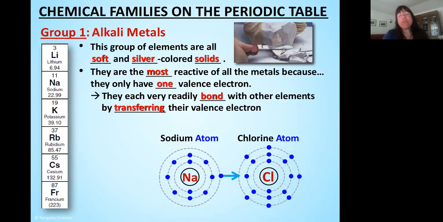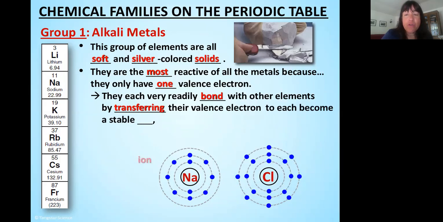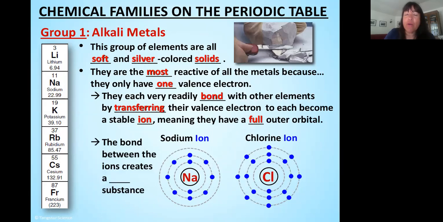So we have the sodium electron. Chlorine, which is a nonmetal, tends to want to grab electrons. And so what we see is that the electron will be transferred from sodium to chlorine. And now we call these things ions. An ion just means that now we don't have the same number of positive and negative. We'll see that chlorine is negative and sodium will be positive because sodium lost its one negative electron. So meaning they have a full outer orbital.